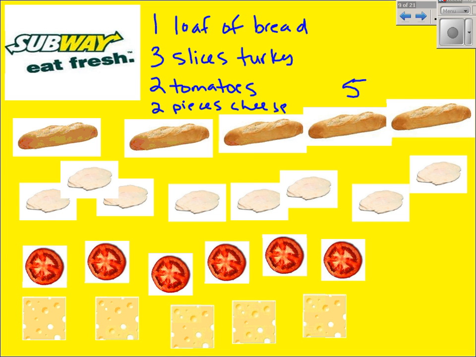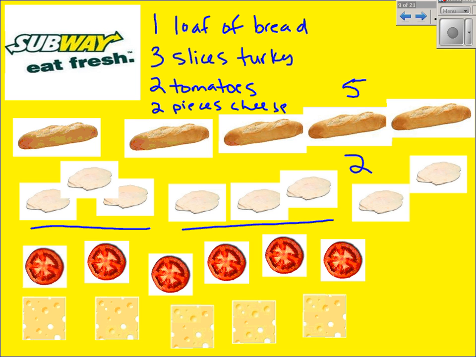Well, let's count. 1, 2, 3, 4, 5, 6, 7, 8 slices of turkey. Remember, to make one full complete sandwich, it takes 3 slices of turkey. So here's one sandwich, here's 2 sandwiches with 2 slices left over. So you can only make 2 sandwiches based on the turkey.